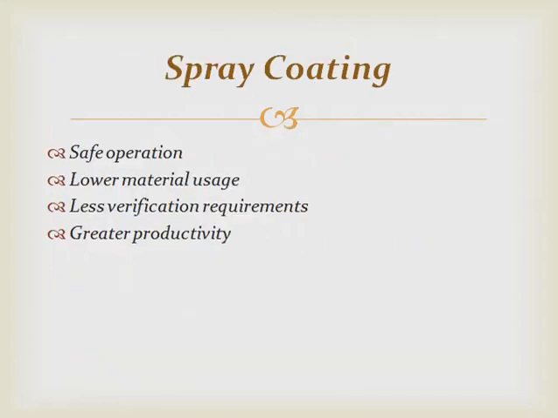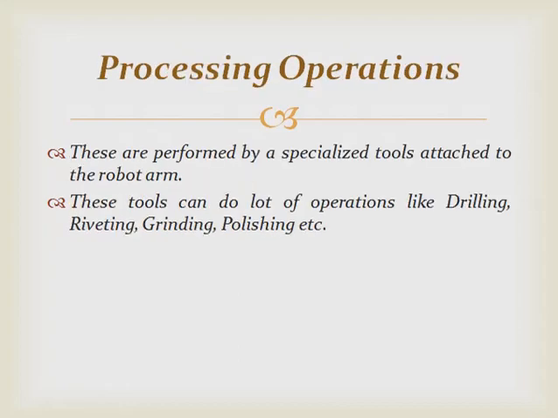Spray coating, again, we can also consider the implementation of robots, because by implementing robots we can perform the operation safely, as well as with lower material usage. Whatever material usage you would consider, with the robot we can reduce it, because the errors which are encountered by using a normal man will be eliminated, since the robot works depending on the instructions you have given. Unless verification is required, you will also get greater productivity. Now let us also consider the application in processing operation.